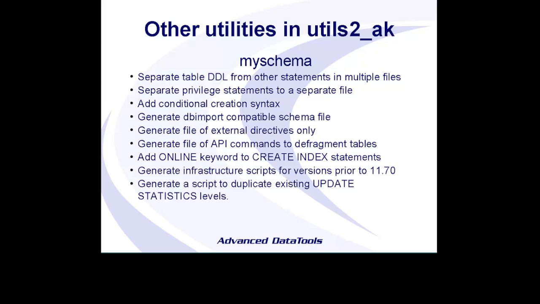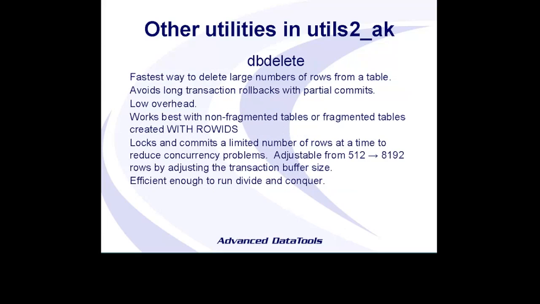The DB delete utility is the fastest way to delete large numbers of rows from your table without worrying about rollbacks and one-transaction rollbacks, because it does partial commits every N records. It's very low overhead. It works best for non-fragmented tables or fragmented tables with row IDs, but you can use it for fragmented tables that don't have row IDs, because you have the option to specify a key to use to select records for deletion, although it will run more slowly in that mode.